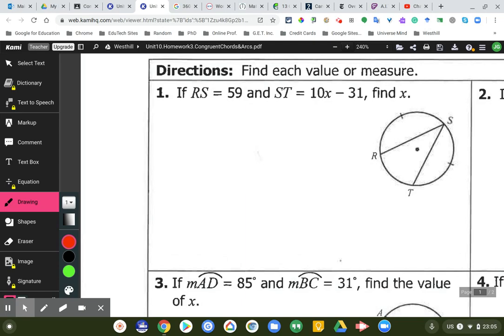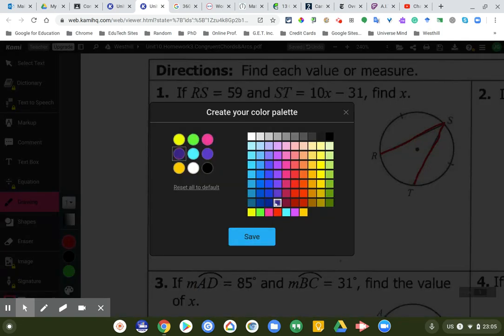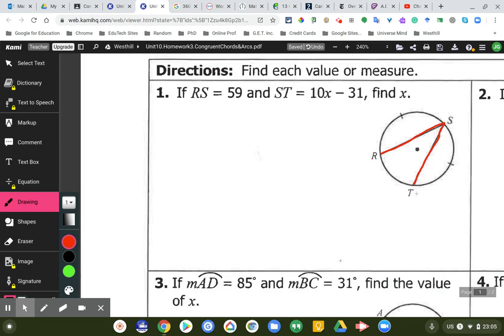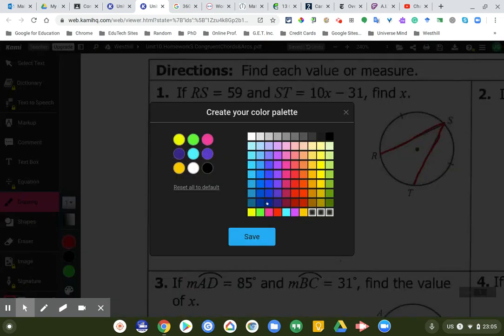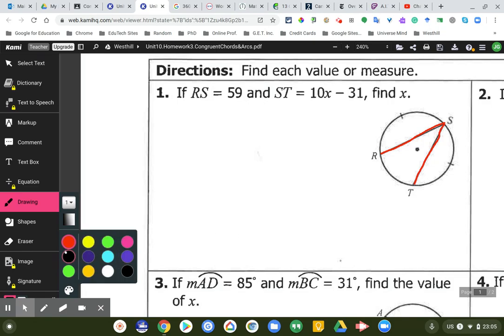Okay. All right, here we go. Find each value or measure. So we have RS is equal to 59 and ST is equal to 10x minus 31. So we know we need to find x. So we're just going to do this. Actually, you know, I hate red. Let's do even darker purple than we did before. I think that's what it was, but it's still red. Undo. Okay, save. Yeah. Still red. Well, let me pick red. Okay, there's the purple. Okay, cool.